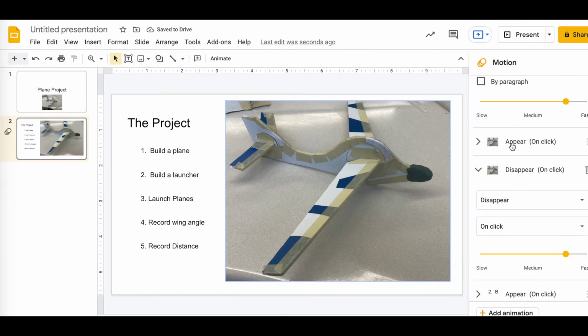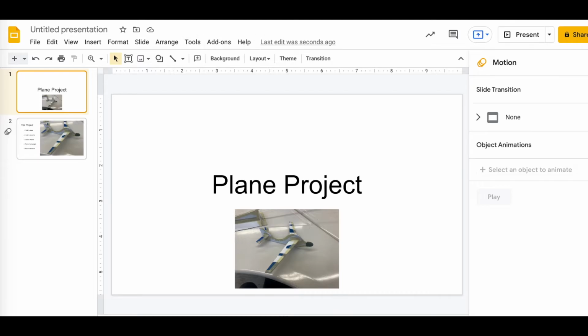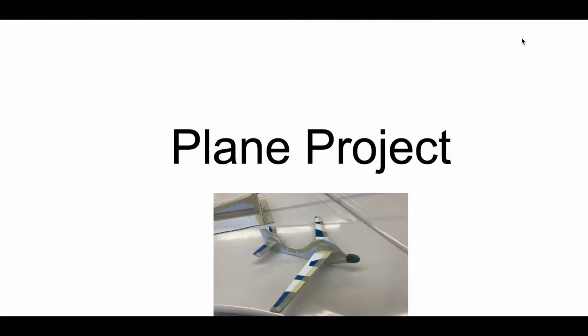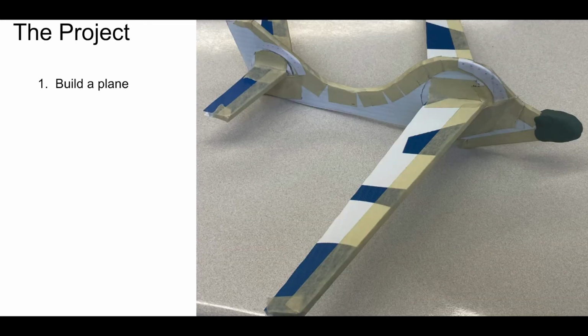Show up right about there. The plane appears, then it disappears. Okay, let's see what that looks like. So if we present this, it starts off plane project, and then project 1, build a plane, and then the plane appears. And then if I click my over arrow, it disappears.